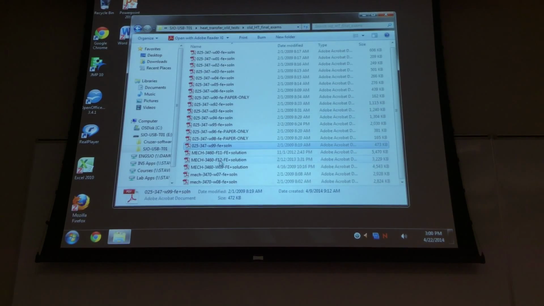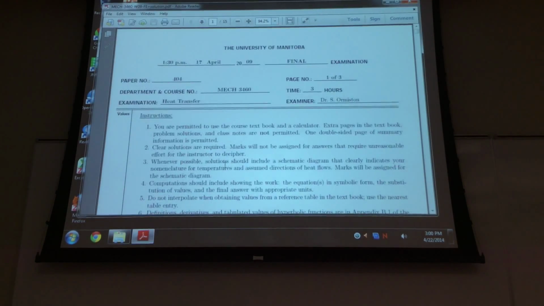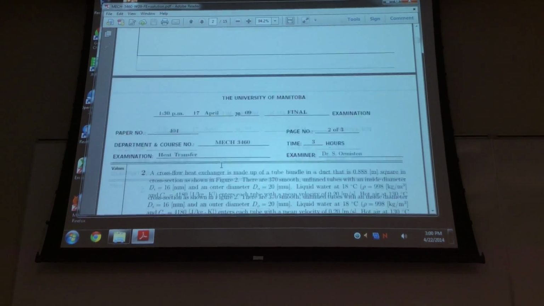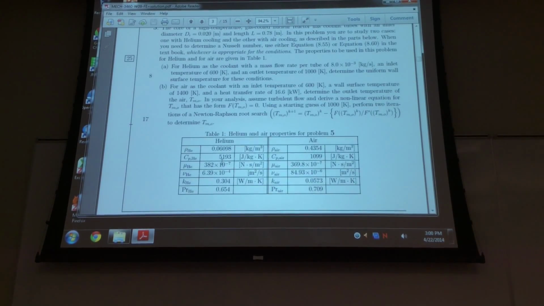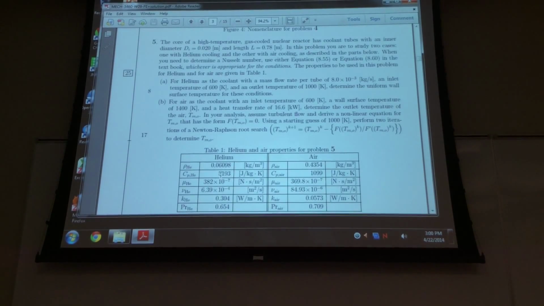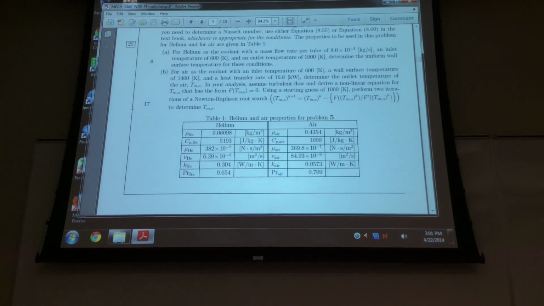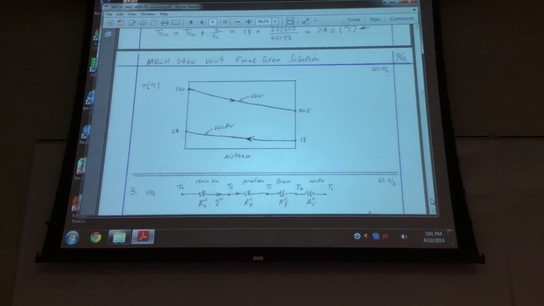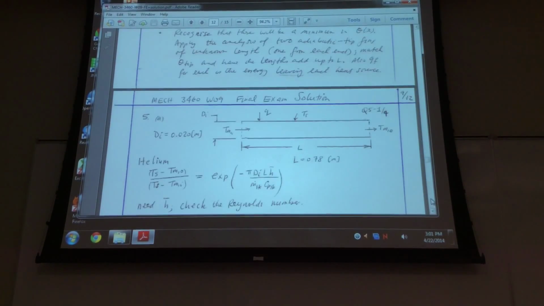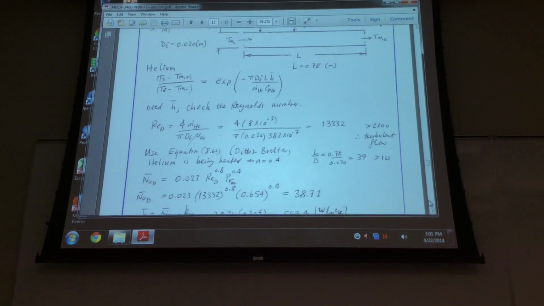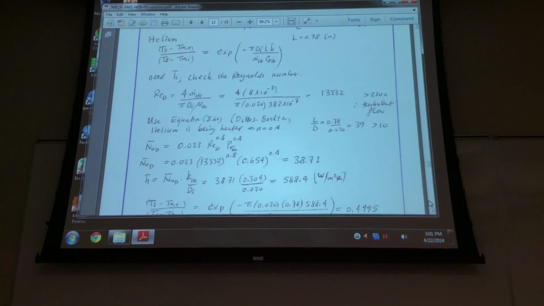2009. Where did it go? Up there. I think it's the last question, question 5. Yeah, that's what I'm talking about. Here's the Newton-Raphson. This one was 5. You had a number of equations, okay? So this is what I'm saying.